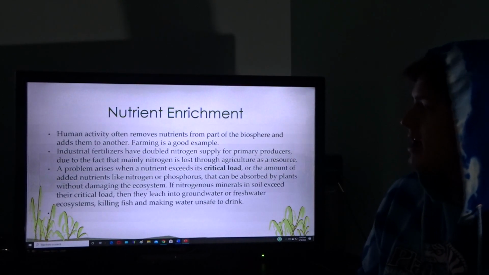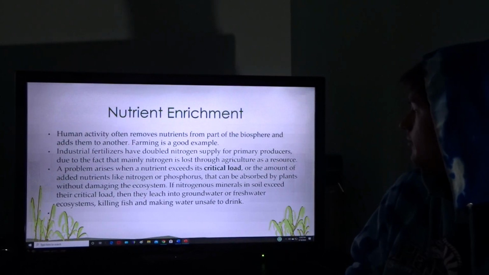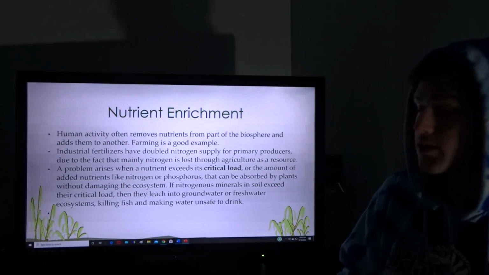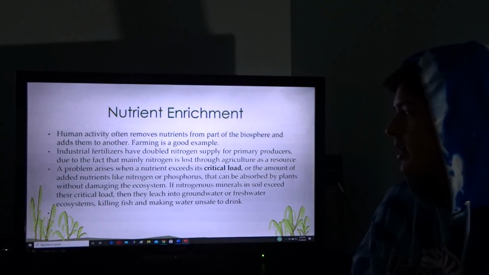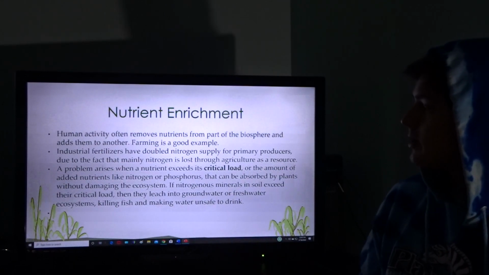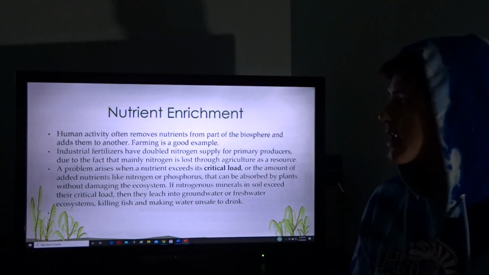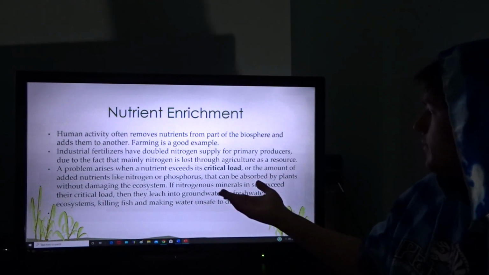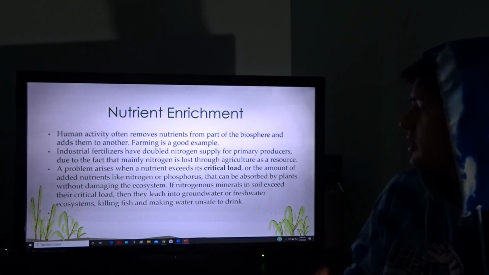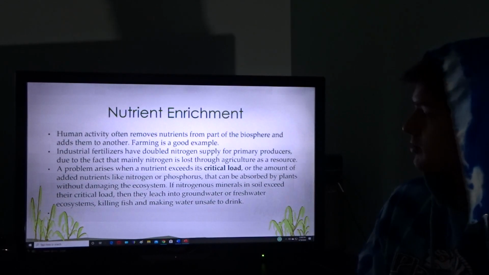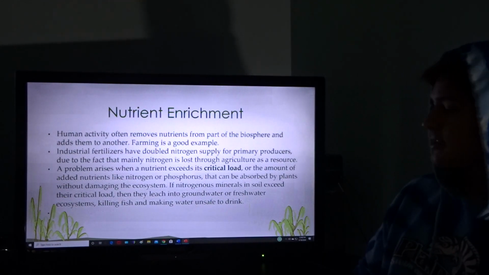However, a problem arises when a nutrient exceeds its critical load, or the amount of added nutrients like nitrogen or phosphorus that can be absorbed by plants without damaging the ecosystem. And we're going to see this be a major problem when these industrial fertilizers overload the land with one type of nutrient, namely nitrogen. If these nitrogenous minerals in soil exceed their critical load, then they're going to leach into the groundwater or the freshwater ecosystems, which will kill fish and make the water unsafe to drink, and will have more consequences that we're about to talk about.